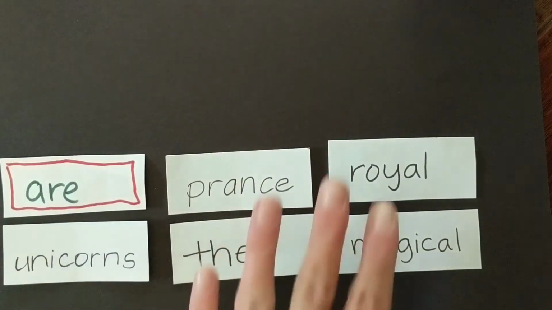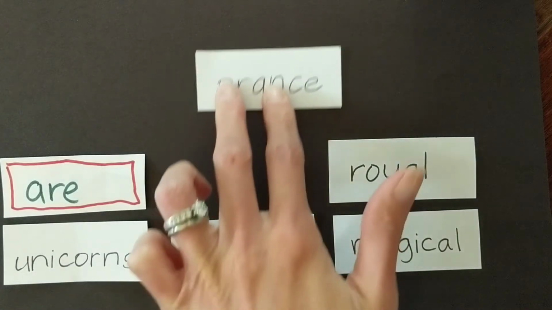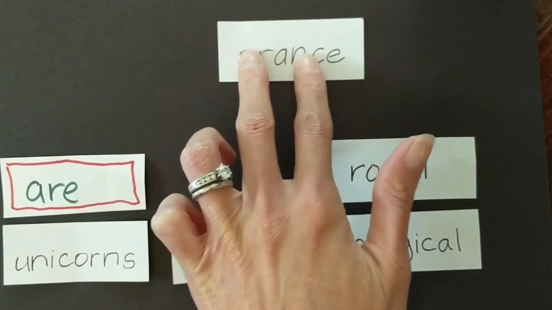We have 6 words right here, and they're not really in any good order. We're going to make a couple of sentences. So the first thing we need to find is our action verb. Stop and think, which of these is an action verb? If you said prance, you are correct.